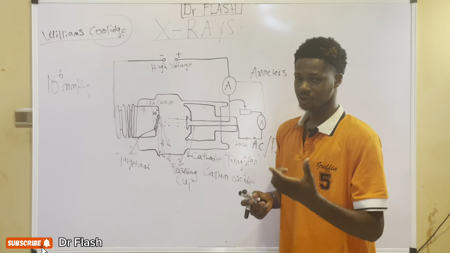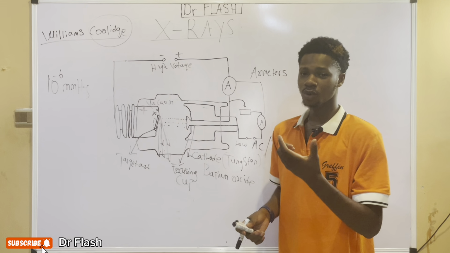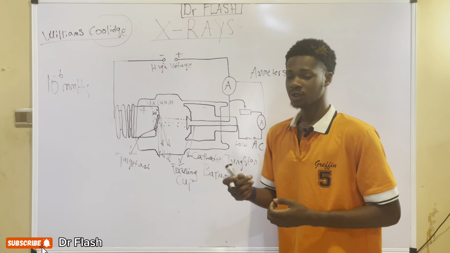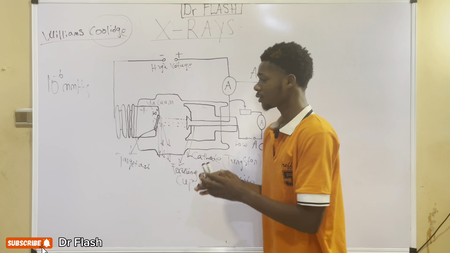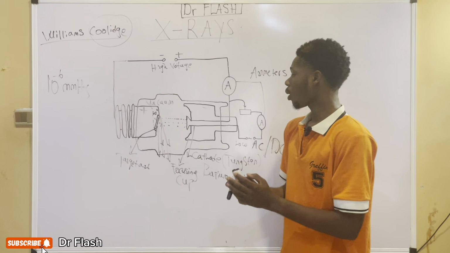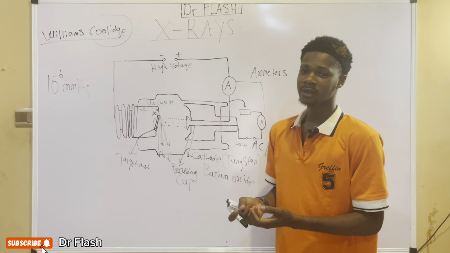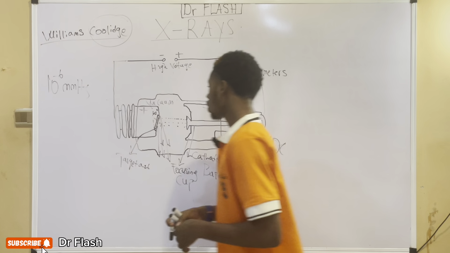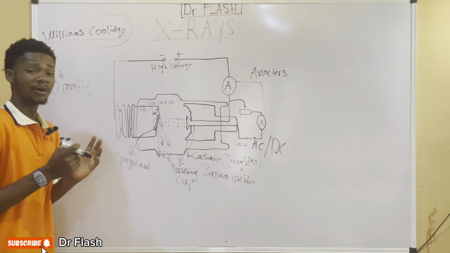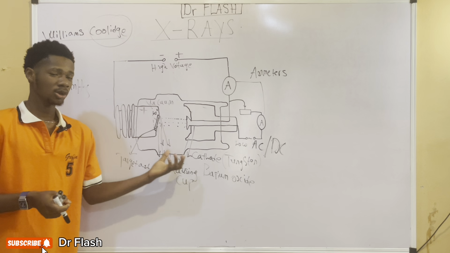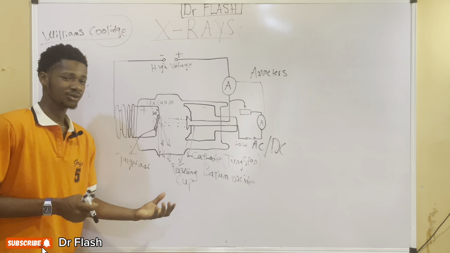Not all x-rays cause damage though, but there are two kinds of x-rays. We have the hard and the soft. We can also classify x-rays as the bremsstrahlung x-ray, or the continuous or white x-ray, and also the kind of x-ray called the characteristic x-ray. We are going to talk about all of this, but first let's understand how the x-ray works.